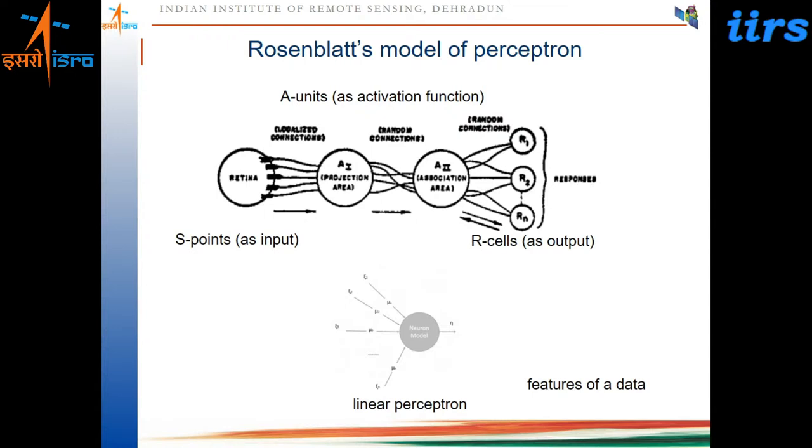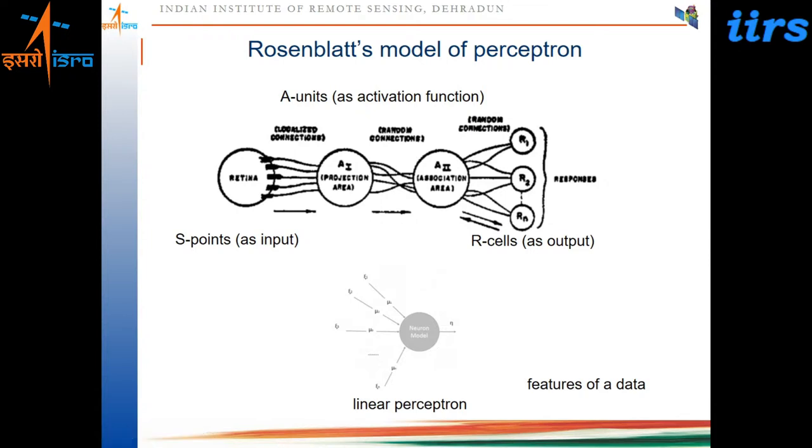So this is the basic linear perceptron model, which is inspired by the neural network and how it works. In the neural network, the input is actually S cells and the output is actually R cells, and in between you have multiple interconnections providing you the output. The same is the case in linear perceptron models.